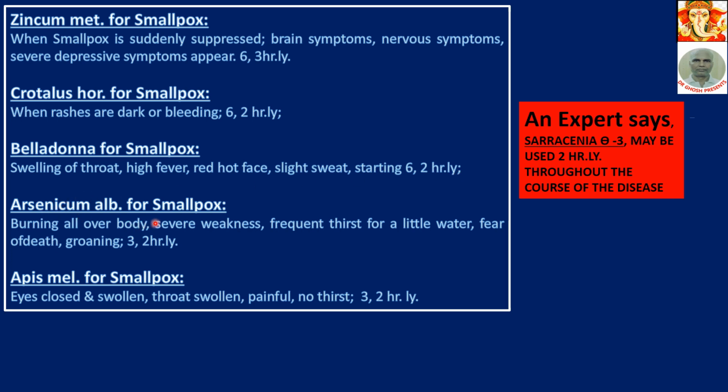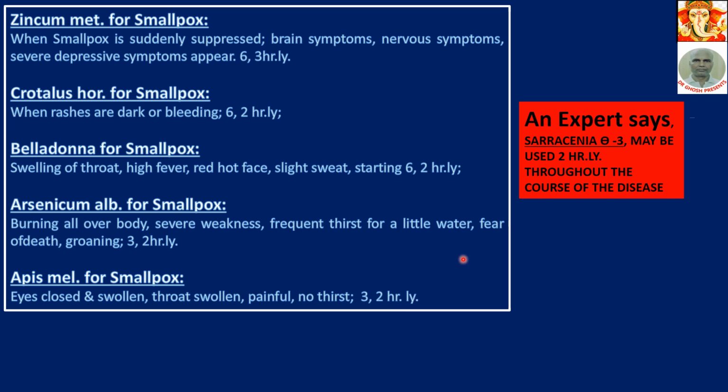Arsenicum album for smallpox. Burning all over body, severe weakness, frequent thirst for little water, fear of death, groaning. Give arsenic 3, 2 hourly. The groaning of arsenic is a must, because the arsenic patient becomes so weak that he groans automatically. Apis mel for smallpox. Eyes closed, swollen, throat swollen, painful, no thirst. Give 3, 2 hourly.